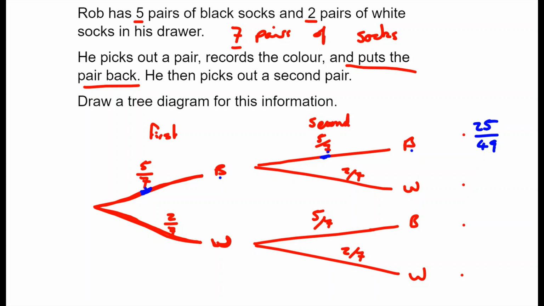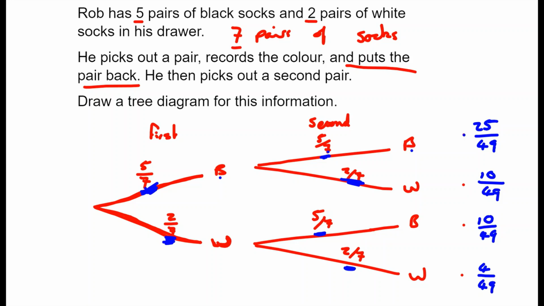We can do this and go through all our branches and work out the probabilities. 5/7 multiplied by 2/7: 5 times 2 is 10, 7 times 7 is 49. 2/7 times 5/7: 2 times 5 is 10, 7 times 7 is 49. And the last branch, 2/7 times 2/7: 2 times 2 is 4, 7 times 7 is 49.